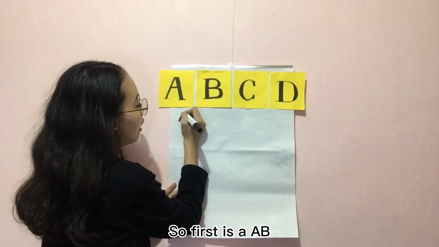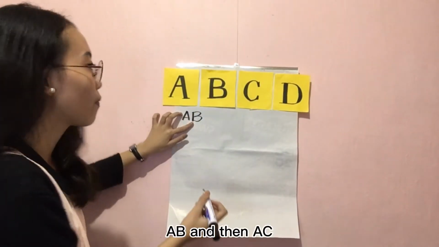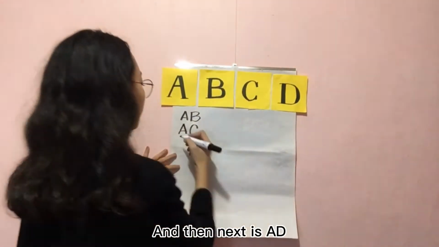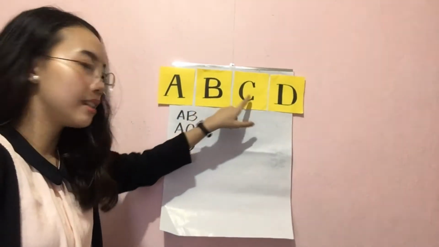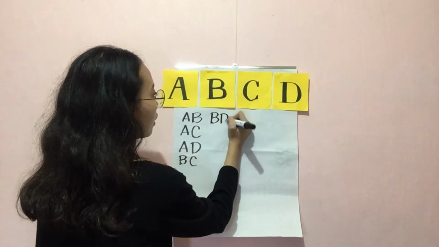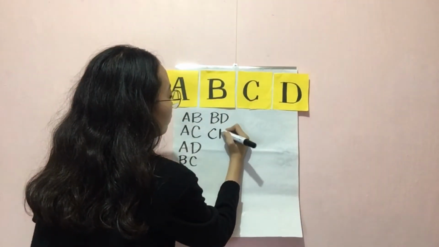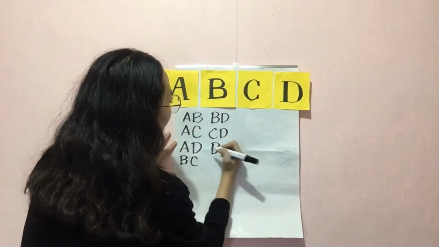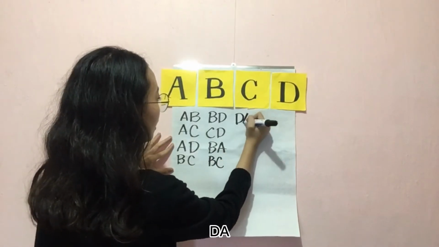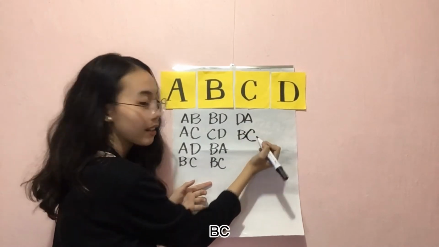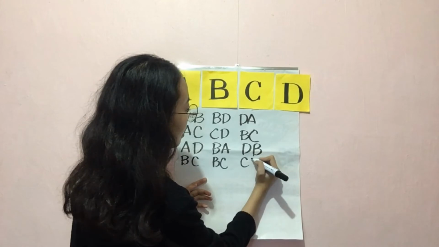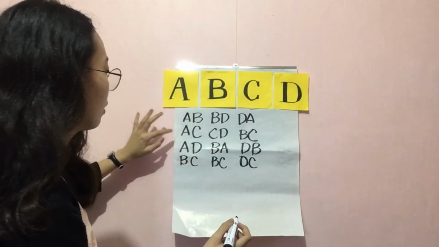First is AB, and then AC, and then next is AD, and then next is BC, and then next is BD, and then next is CD. So we're going to write again, just in another way: BA, CA, DA, CB, DB, and DC.